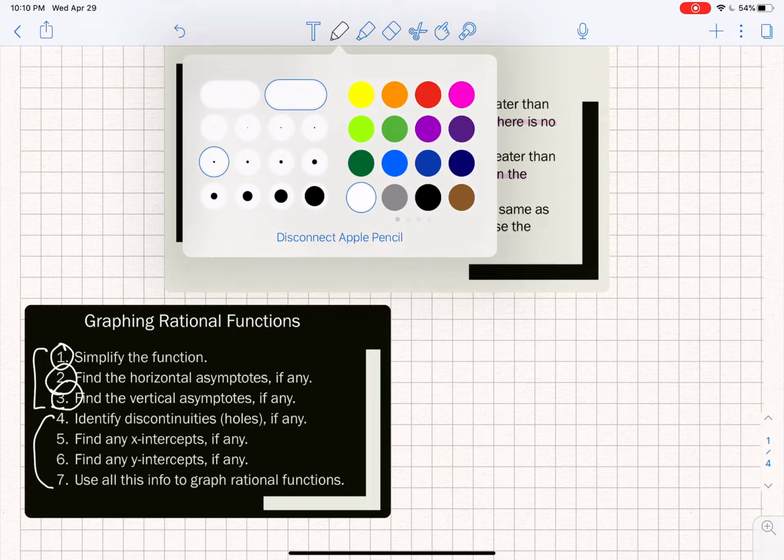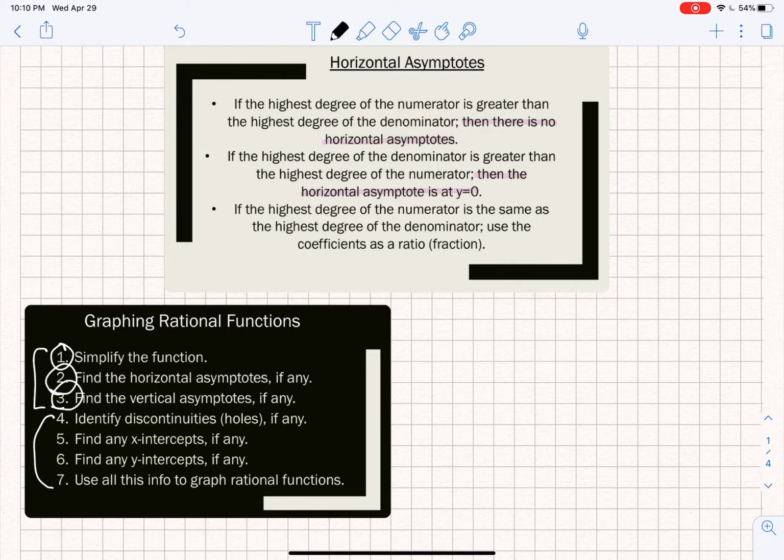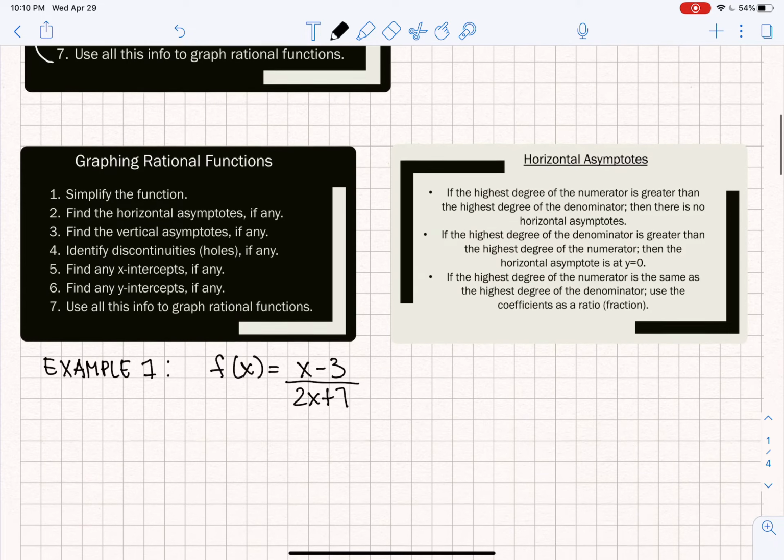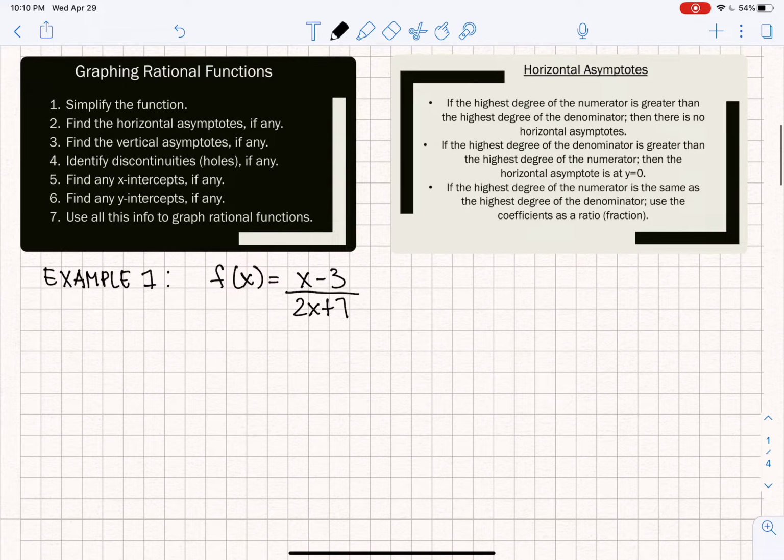So let's get started. We're going to have three examples. Remember, we're only completing 1, 2, and 3, and then we're going to continue the notes on the next days. So let's start with example 1. Here we have this function. First step is to simplify this function, but this function is already as simplified as it can get. So here I could just say, check, done.